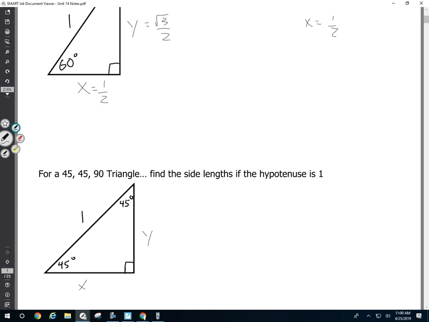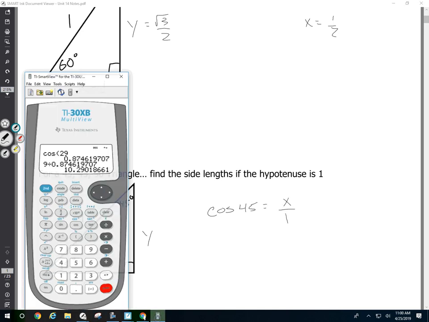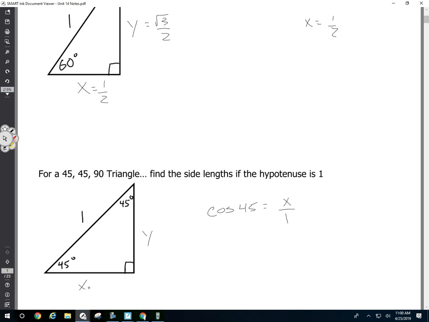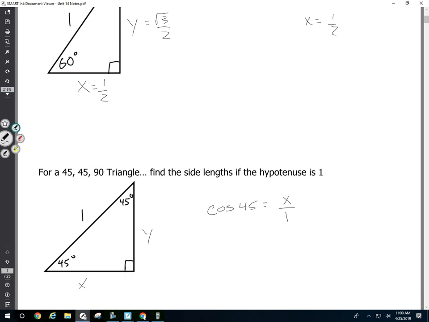So understanding that the angles are the same, we just need to find one of them. So the cosine of 45 equals x over 1. Type in the cosine of 45 into your calculator, and your calculator tells you the nice number, root 2 over 2. So root 2 over 2 is x. Root 2 over 2 is y.